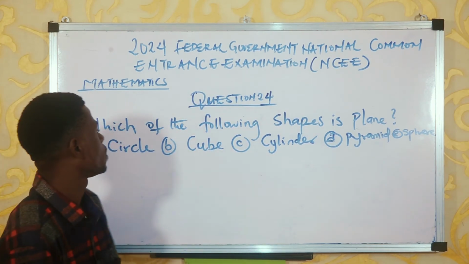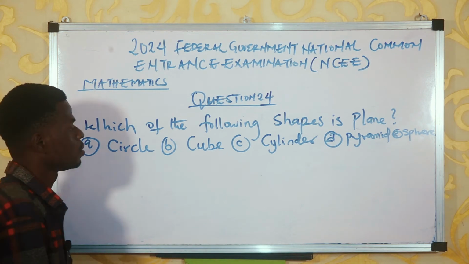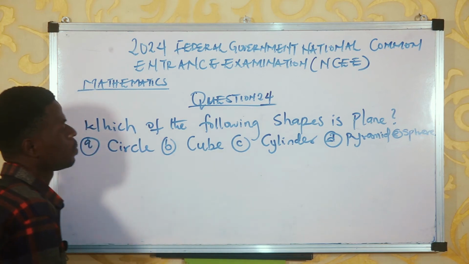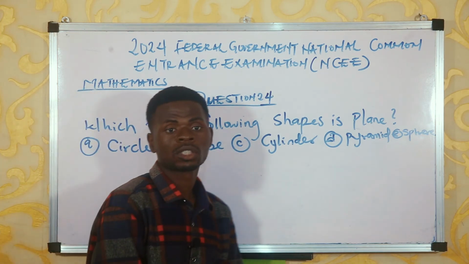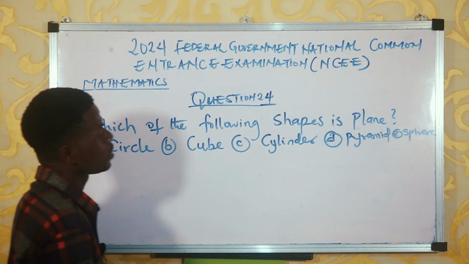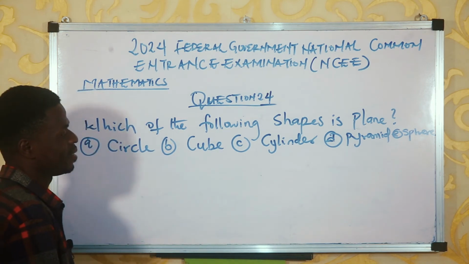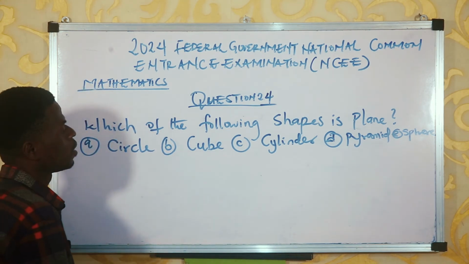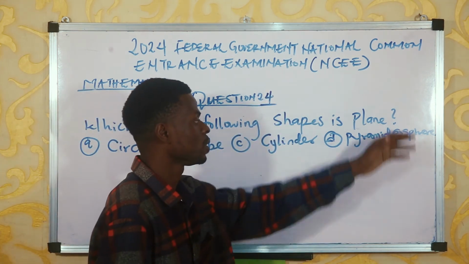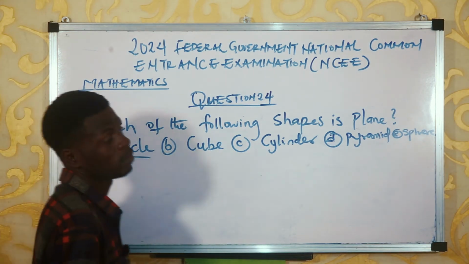Question 24 says, which of the following shapes is plane? A circle, B cube, C cylinder, D pyramid, and E sphere. So do not forget that plane shapes are two-dimensional shapes, that is, length and breadth. So cube is not a plane shape, cylinder is not a plane shape, pyramid and sphere are not plane shapes. So the only plane shape here is a circle, which is option A. Thank you.